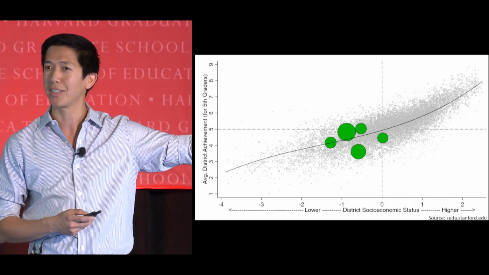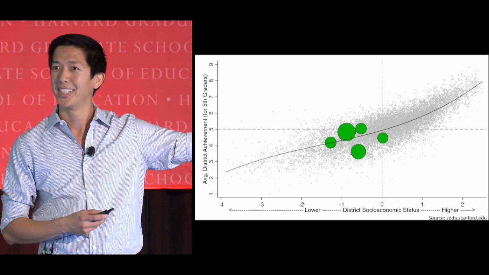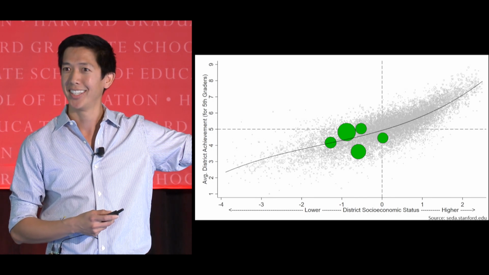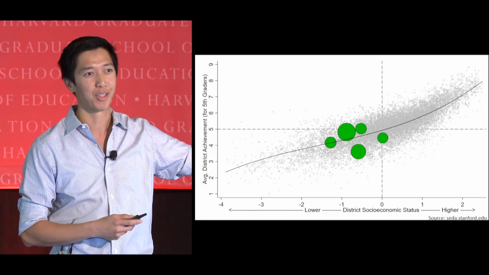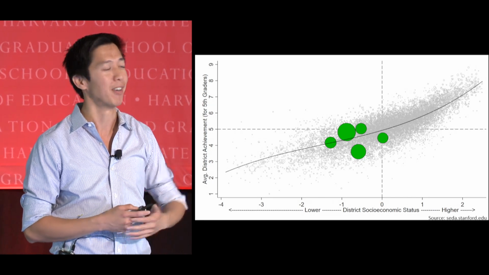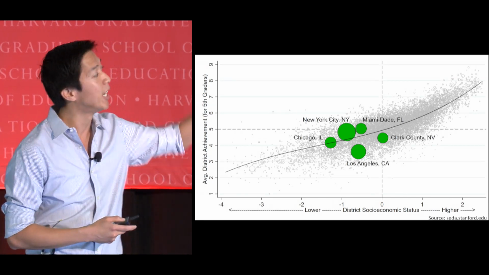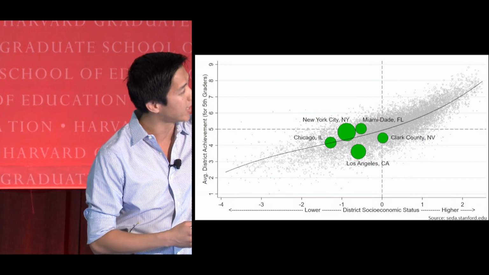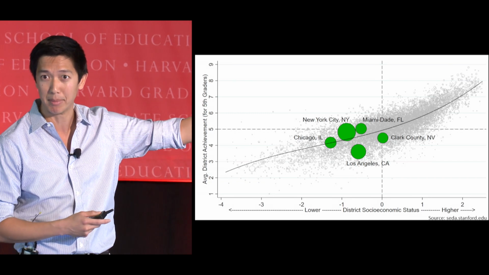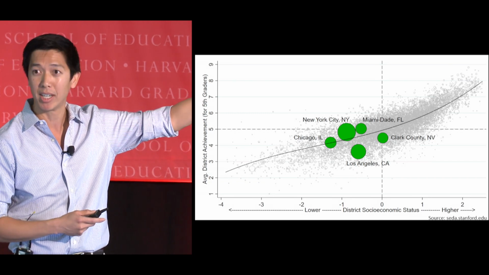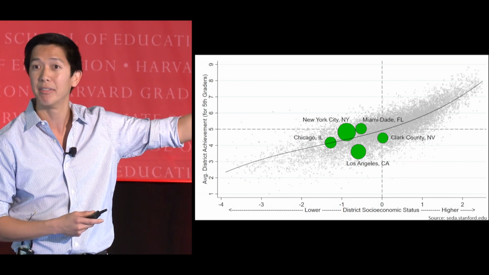Anyone know any of the others? 3, 4, and 5? We've got Chicago, Miami-Dade, Clark County. Puerto Rico, unfortunately, isn't in our data set, otherwise it would be top 5. But these are the top 5 that we have. And you can see even for Los Angeles and New York City and Miami, right, all pretty similar socioeconomic status. And yet New York and Miami are outperforming LA by a grade level and a half.